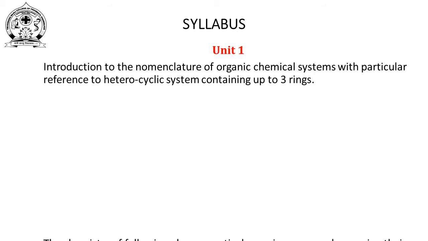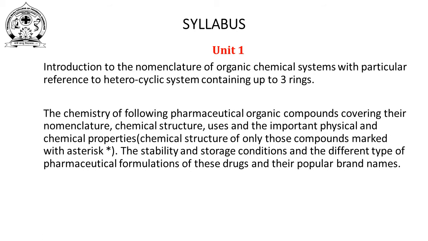Next, coming to the next units. For all the remaining 23 units, from each unit we have to cover the chemistry of compounds, covering their nomenclature, chemical structure, uses, important physicochemical properties, stability and storage conditions, different types of pharmaceutical formulations and popular brand names. So we have to cover all these things for the remaining 23 units' topics.